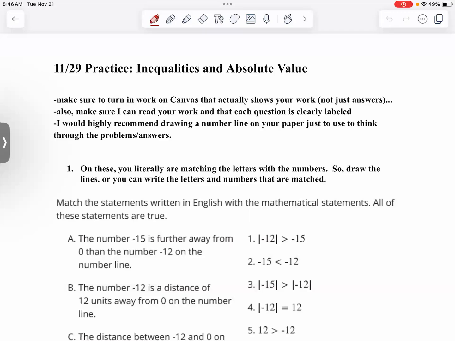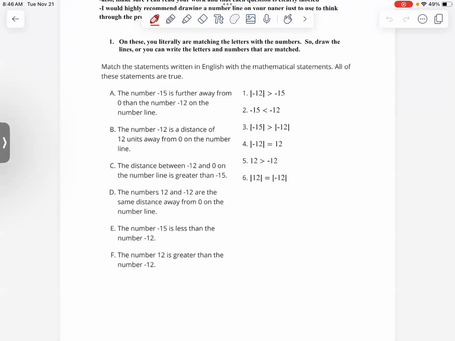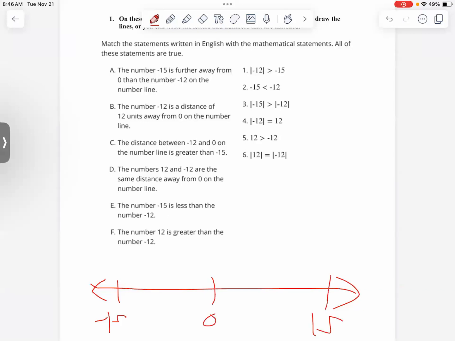All right, so we're on the 1129 practice here, working on inequalities and absolute value. I think it's very useful on these types to have a number line down just to look at. So this first one here, we're looking at some comparisons with some absolute value situations. Let's just think this is negative 15. Here's 0, here's 15, because that appears to be the biggest absolute values we've got here.